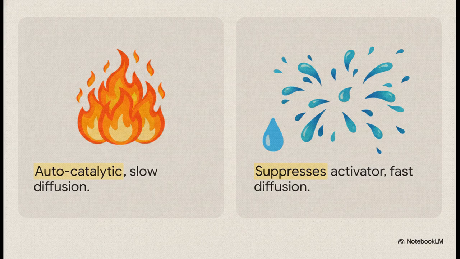But here is the secret sauce. The inhibitor has to diffuse through the solution way faster than the activator. It's like a sprinkler system that kicks on and rapidly sprays water far beyond the initial flames. It prevents the fire from spreading everywhere, but it allows localized pockets of fire to keep burning.